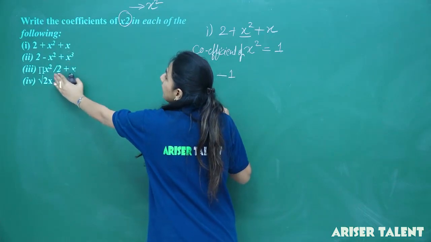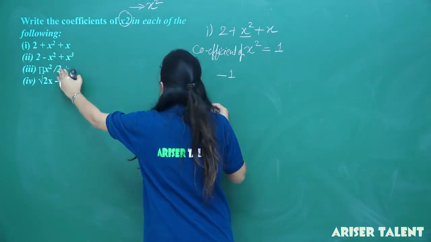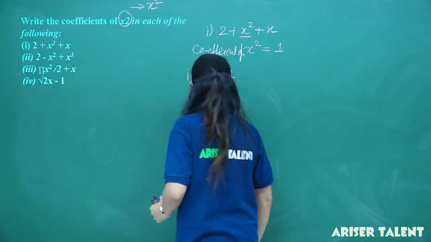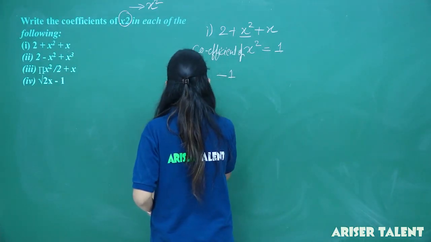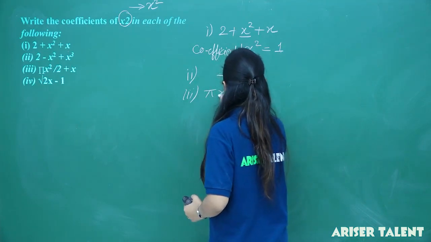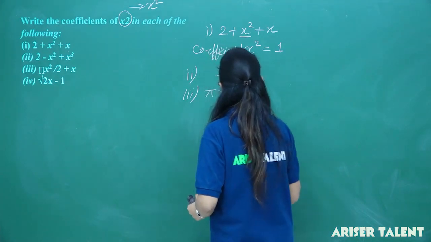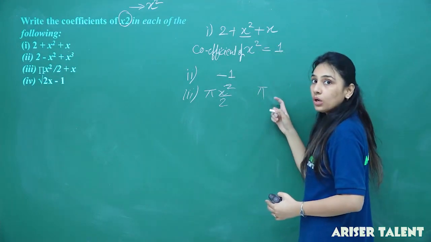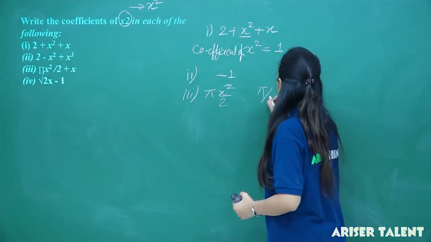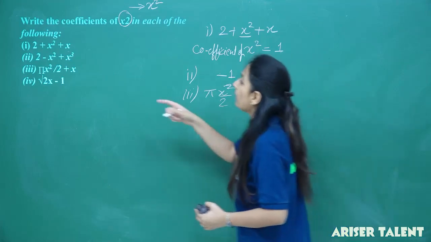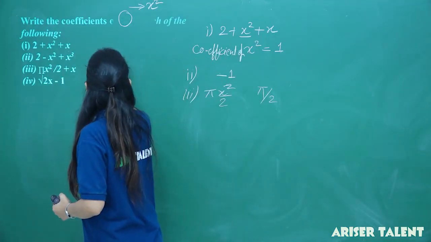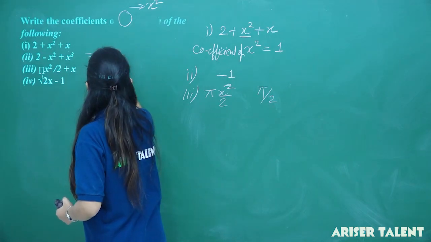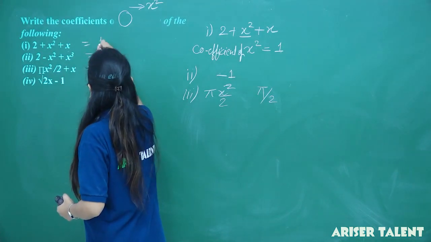In the third one, pi x square by 2. Now, what generally students do, they write the coefficient as pi, but no, here the coefficient is not pi, but pi by 2 is the coefficient of x square. So, we will write pi by 2. Here it was minus 1, here it was 1.